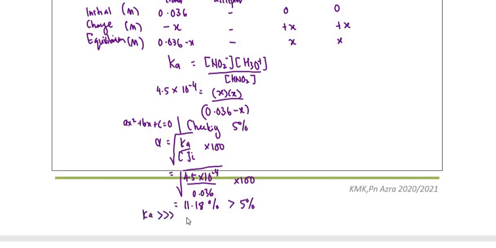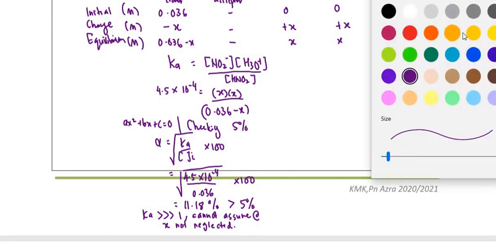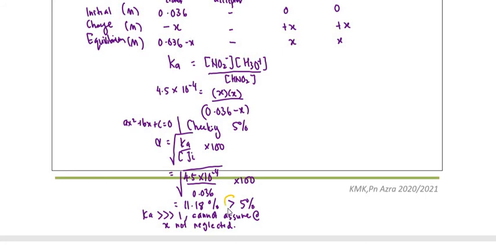Ka very large from 1. Okay. So cannot assume. X not neglected. Okay, ataupun cannot assume ataupun X not neglected. Bermaksud di sini bila you nampak nilai degree di sini adalah lebih besar dari 5%, you mesti nyatakan ayat ini. Bermaksud nilai Ka ini adalah besar daripada 1, so tak boleh assume.